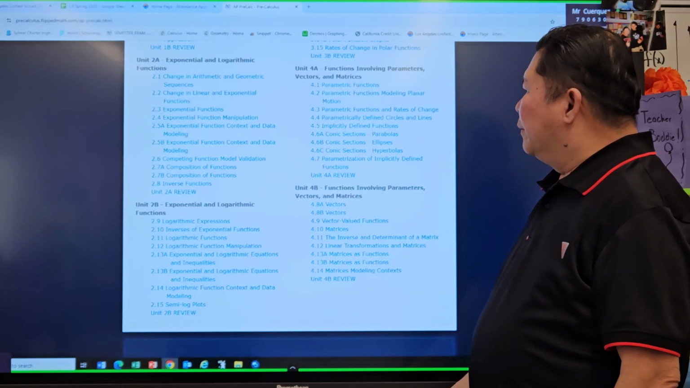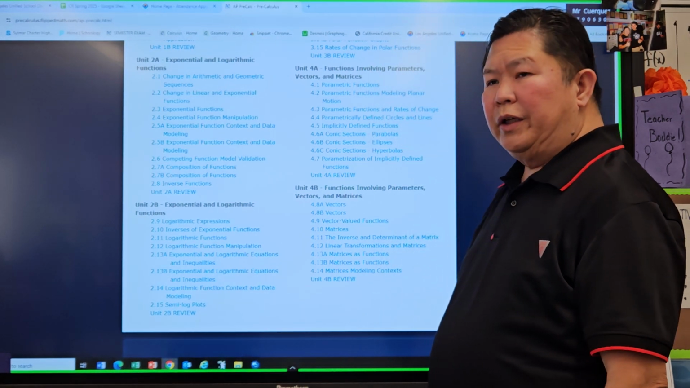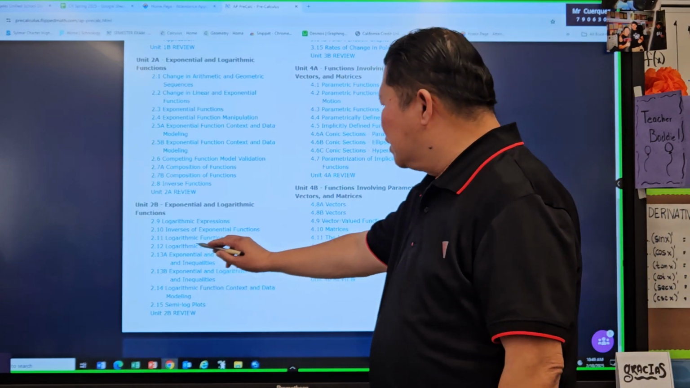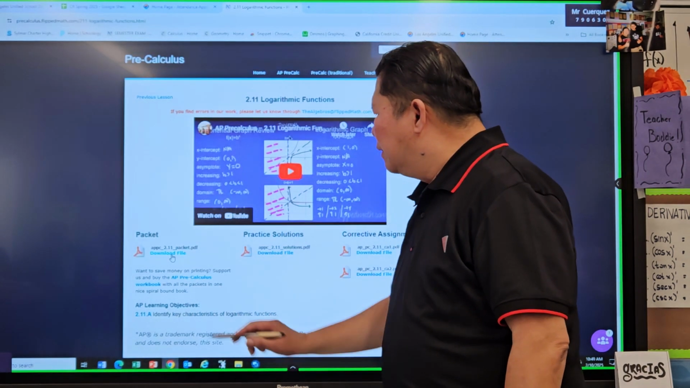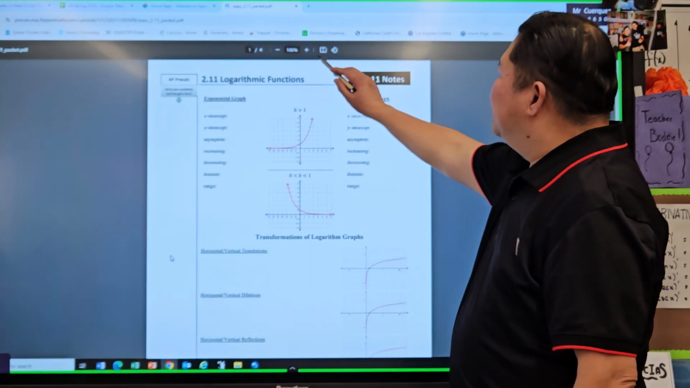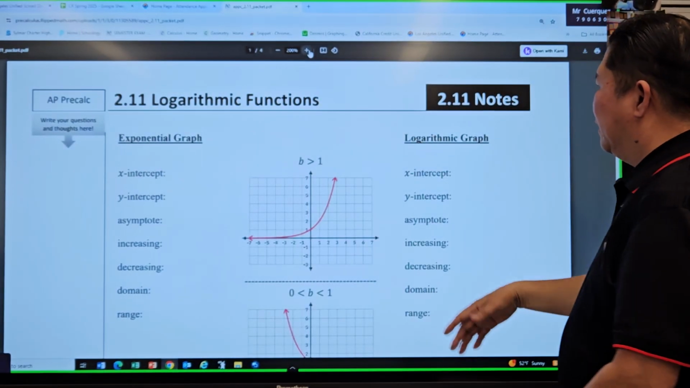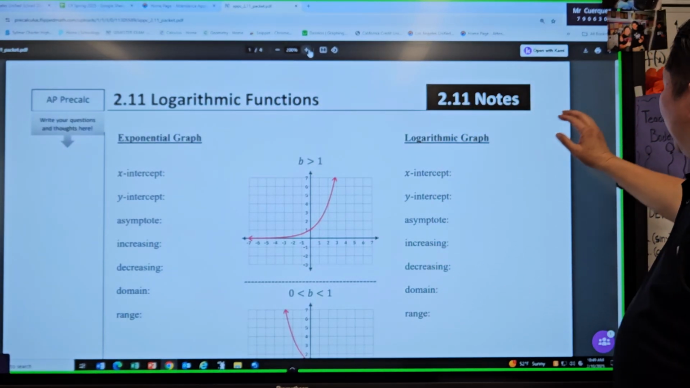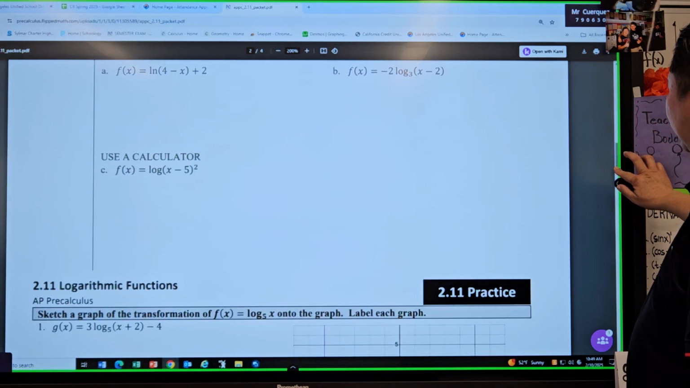So we have to do topic 2.11, which is logarithmic functions. So you're done with this, and we go right away to practice.